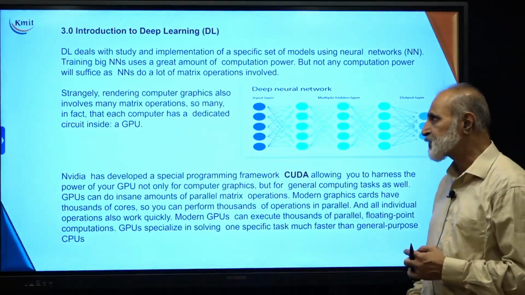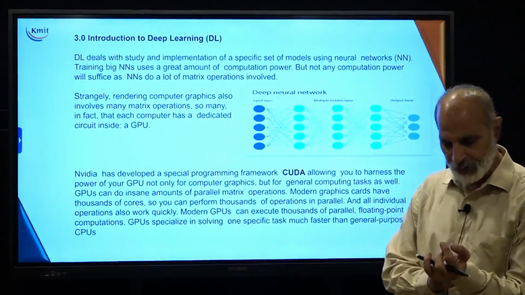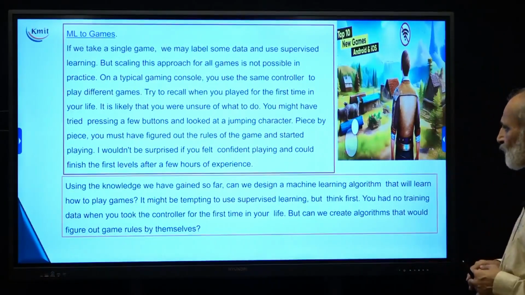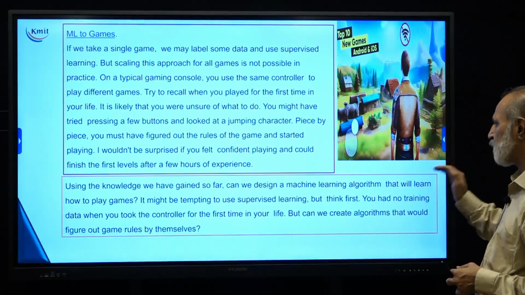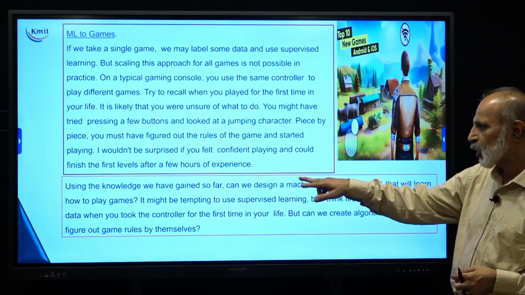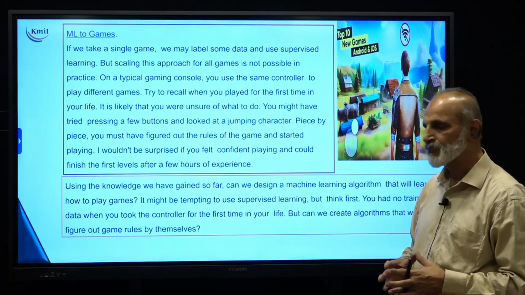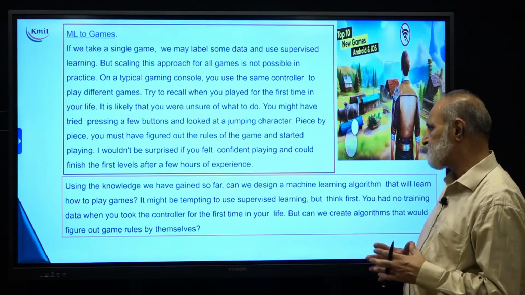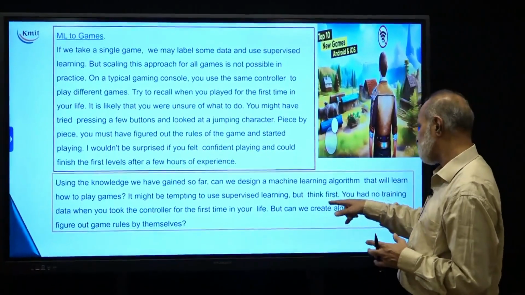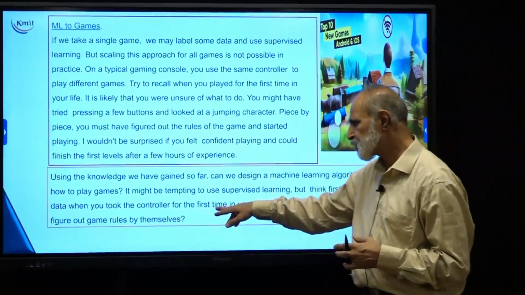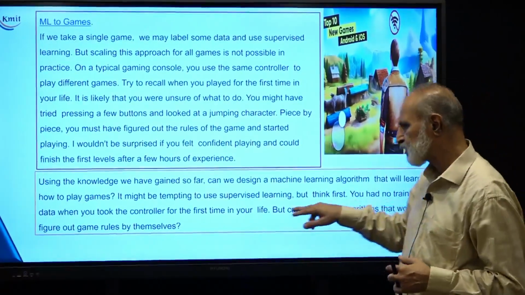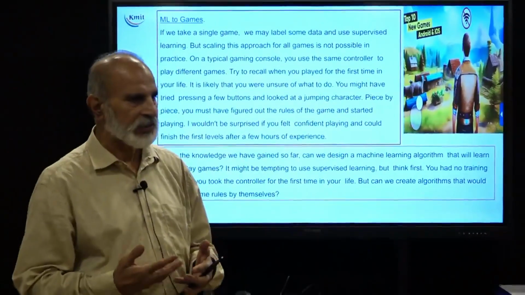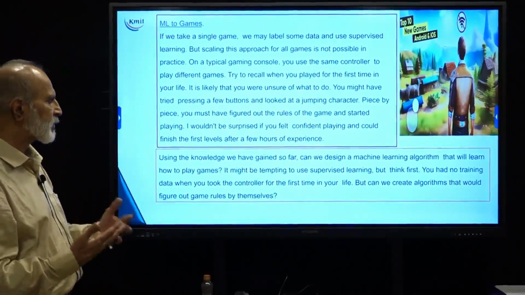Okay. So let me start with the introduction to our deep learning algorithm. But before I start, let me give you an idea about gaming, then I will finish. Gaming requires very good knowledge of a machine learning algorithm that will learn how to play the game. So whenever I want to learn a game or design a new game, I have to know the frame of the rules. Once I know the frame of rules, it might be tempting to use supervised learning, but at first you need training data. You can also create an algorithm that figures out the game by itself. So you can design a new game using supervised or unsupervised learning, depending upon the task at hand.